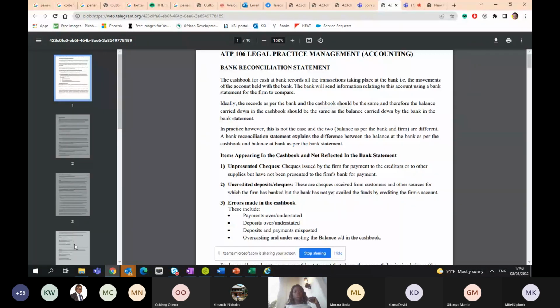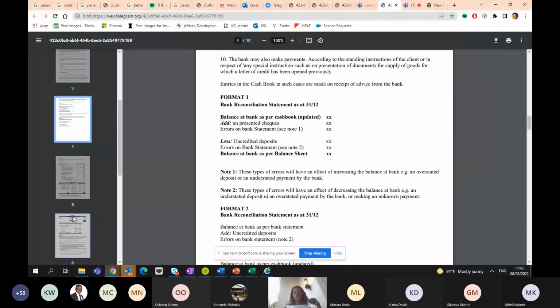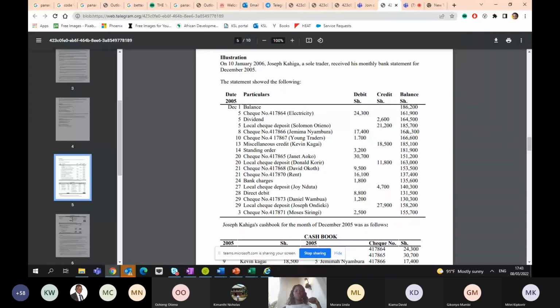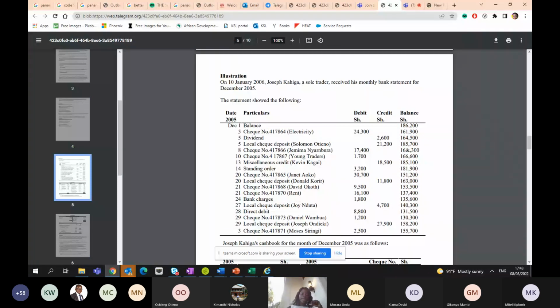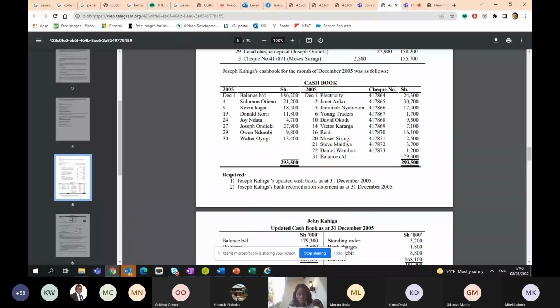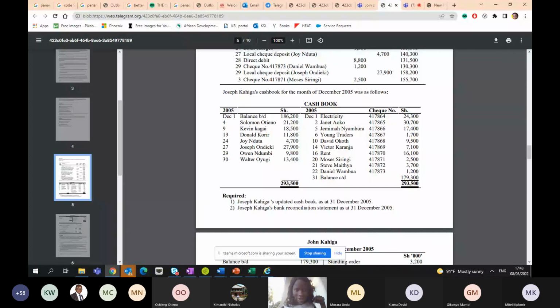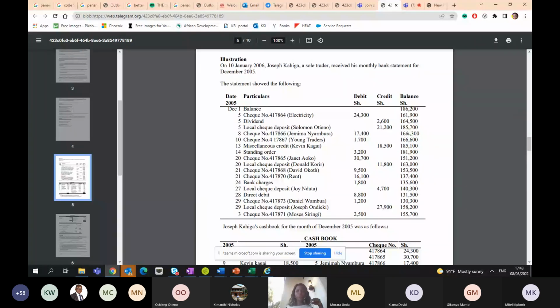So at this point, what you can do is look at one or two questions and move on to the next topic. Let me see, I think we can do this one. I'm looking at the question on page 5. Here we have John Kahiga, who is a sole trader, and we have the monthly statement. This is your normal statement. Then we have the debits and the credits. So we'll just look at the balance.